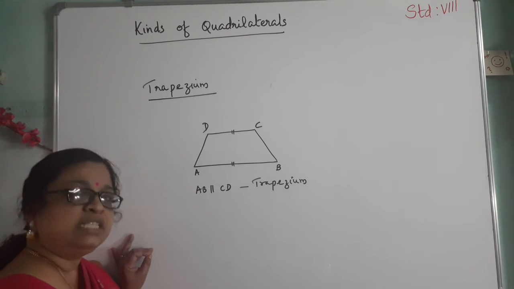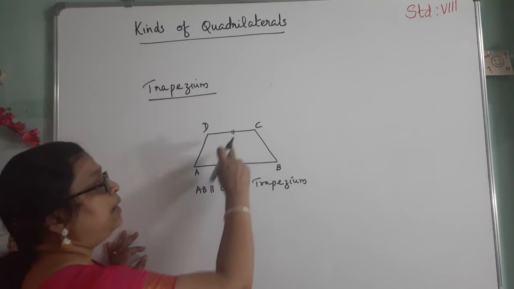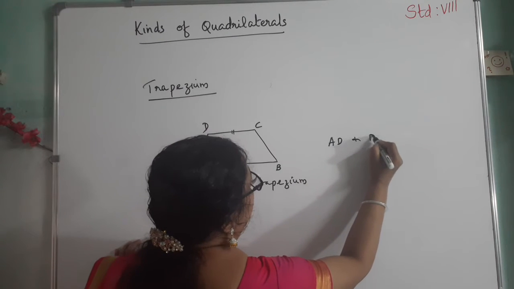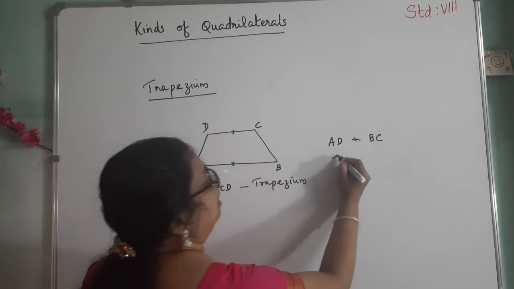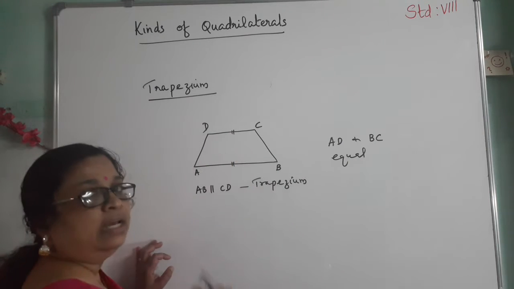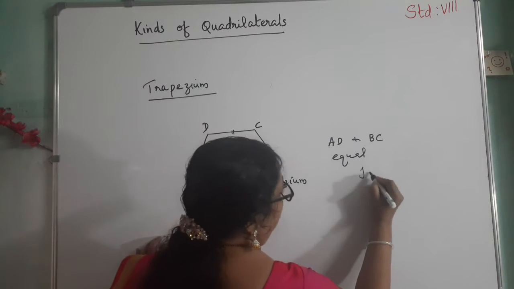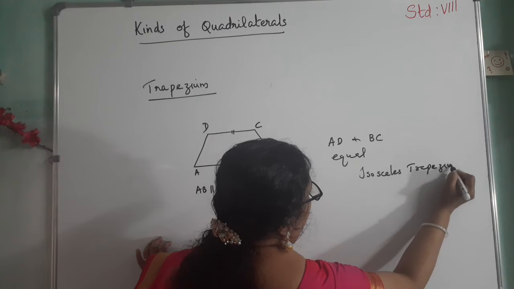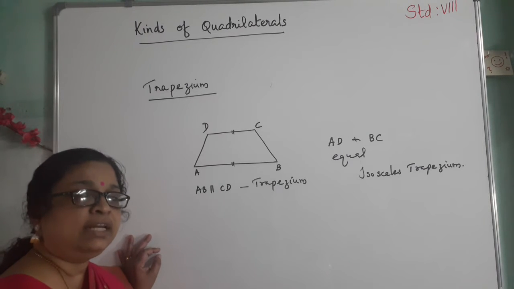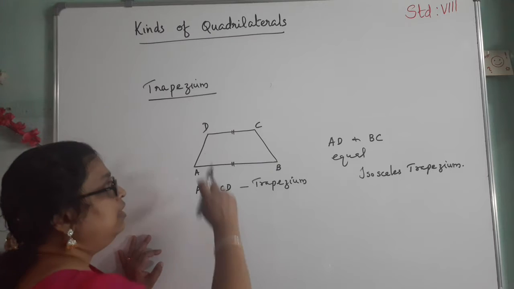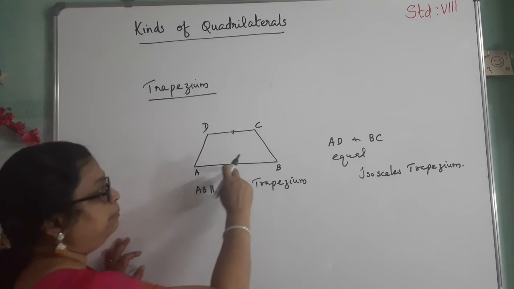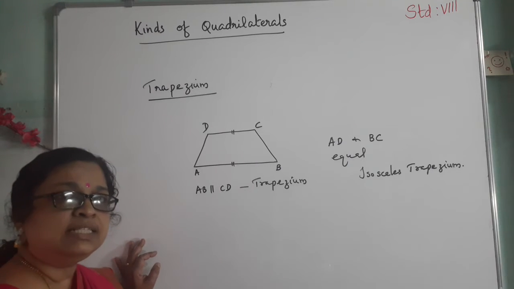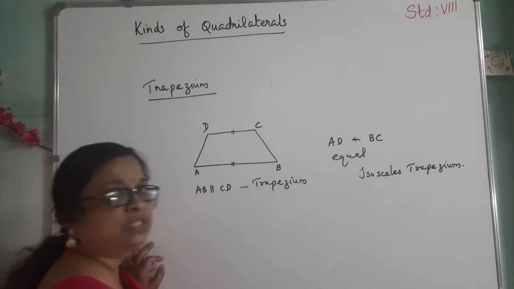So trapezium is a quadrilateral with a pair of parallel sides. If the non-parallel sides, that is AD and BC, are equal, it is called an isosceles trapezium. Trapezium is a quadrilateral with a pair of sides parallel. It has four sides and four angles. A pair of sides is parallel, then it is called a trapezium. And if the non-parallel sides are equal, it is called an isosceles trapezium.